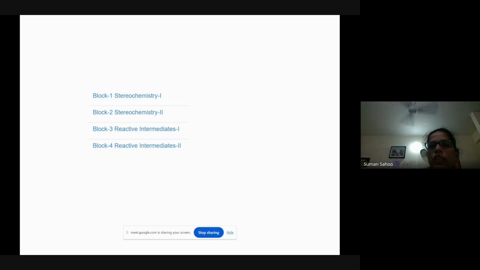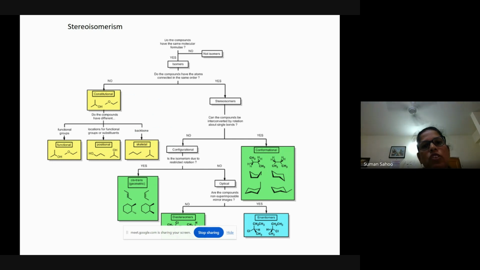So what are the stereoisomers? Again, first we should know what an isomer is. If the compounds have the same molecular formula, then we will call them isomers. When these isomers have the atoms connected in the same order, then yes, those are your stereoisomers, because they are in the same order, just their spatial orientation in space is different. But if they are not in the same order, then that would be your constitutional isomerism.